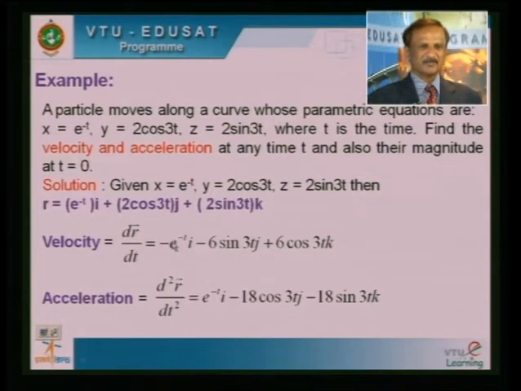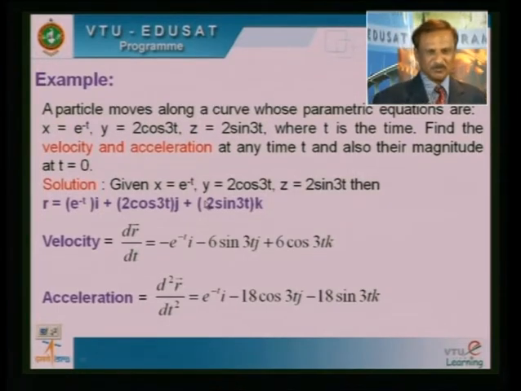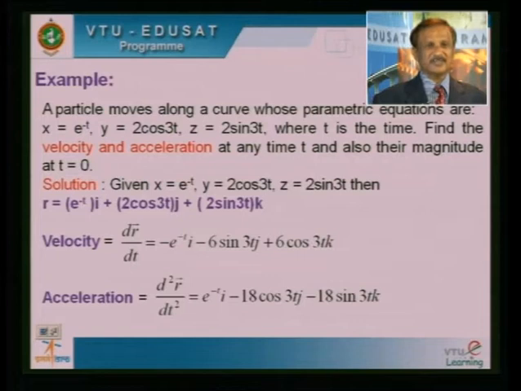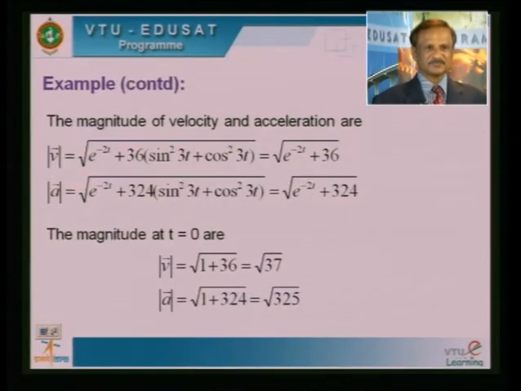So friends, in the previous examples we have calculated these two things, velocity and acceleration. Now we want to calculate their magnitude at t is equal to 0. Magnitude means what? In the previous examples we have calculated modulus of dr by dt and modulus of d square r upon dt square. Here also we want to calculate the same thing, the magnitude of velocity and acceleration.